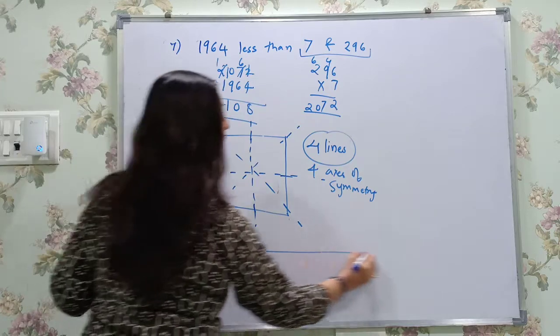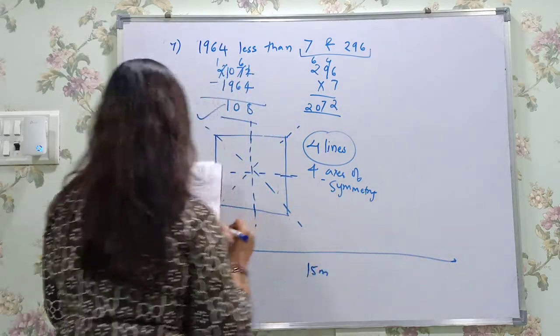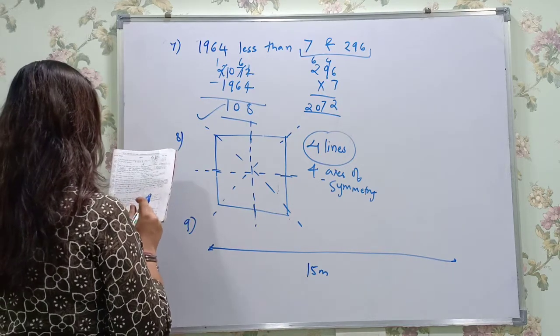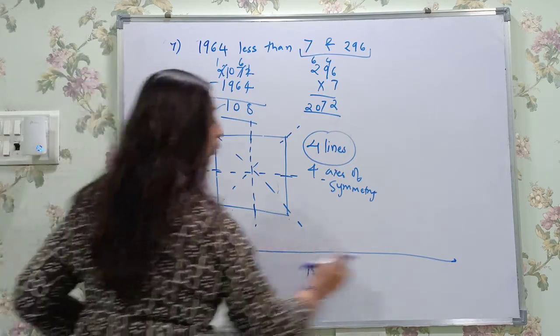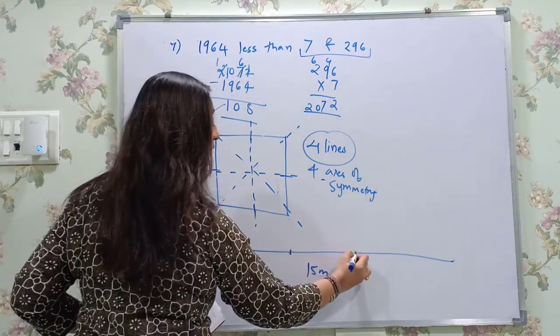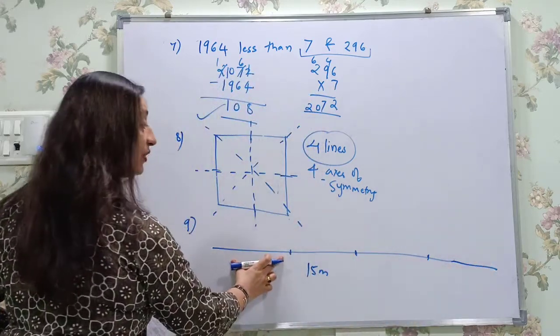From a rope 15 meters in length, 3 parts are cut. So this is a rope 15 meters. Now 3 parts I am cutting. 1, 2, and this is 3. Okay, I am cutting these 3 parts from this rope.